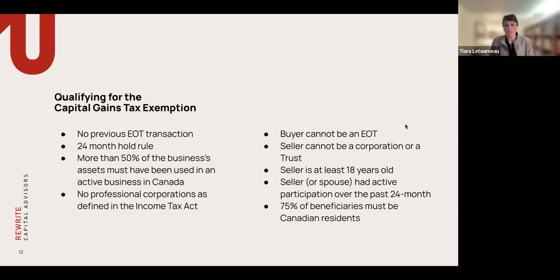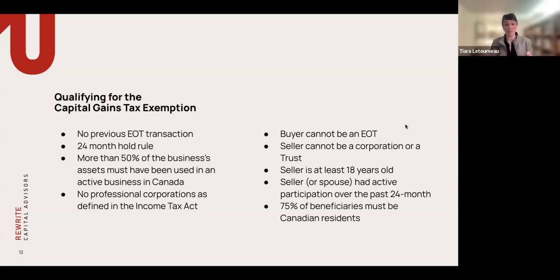The seller has to be the age of majority, and the seller or their spouse has to have had active participation in the last 24 months. Now, this again is to prevent people who are just passive investors. Somebody put some cash into a business, but they've never sat on the board, never participated, haven't really had any involvement. They don't get to benefit from the capital gains tax exemption. This is for hands-on operators.